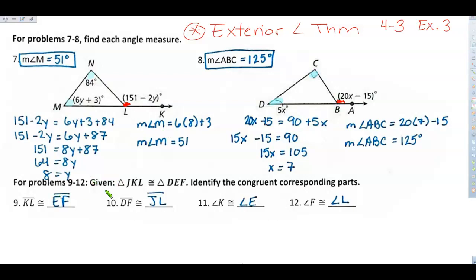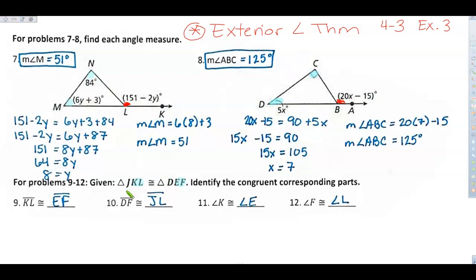All right, 9 through 12, we are given a congruence statement. So this is all we need. If I know these two triangles are congruent, I can match the pieces and parts that go together. So KL is the second and third letters. So EF is going to be the second and third letters. Now, if you have FE, I will accept it because it is the same segment. But in general, we want to match letter for letter.